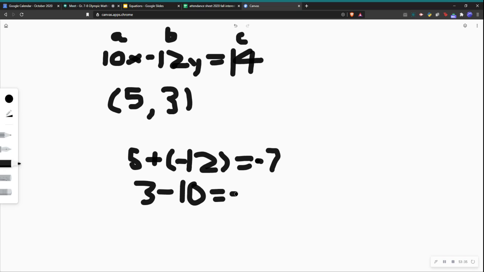And that also gives us negative 7. And we can test this out in the equation, see if it works. So 10 times negative 7, negative 70. Negative 12 times negative 7. That gives us positive 84. And you can see that this indeed adds up to 14. So negative 7 is also a solution.